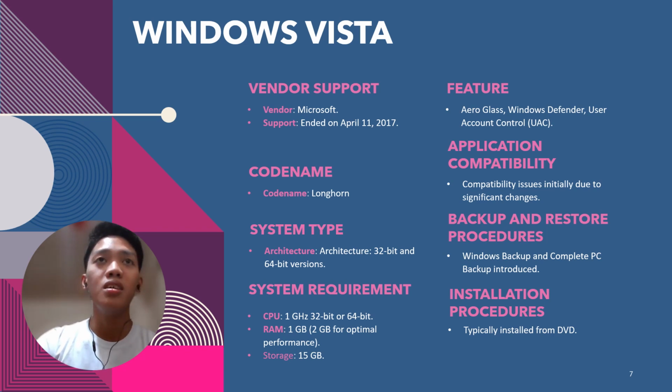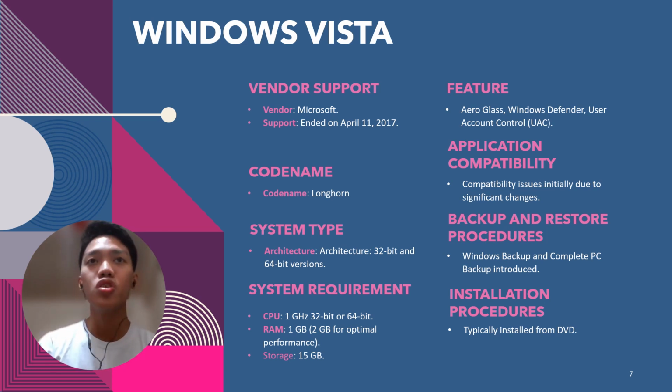Next, we have Windows Vista. Still the vendor is Microsoft, and support ended on April 11, 2017. The end of support in 2017 marked the transition to newer Windows versions, ensuring ongoing security and feature updates. Codename is Longhorn. Longhorn represented a significant development pace, with many initially planned features being deferred to later releases.